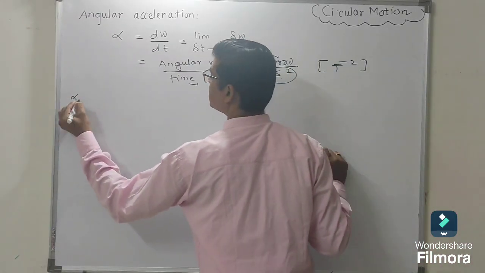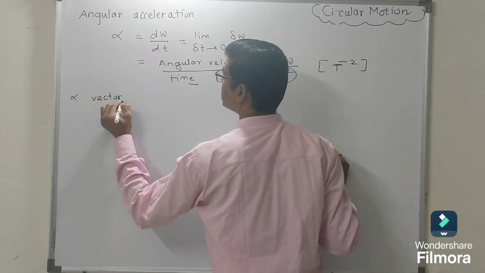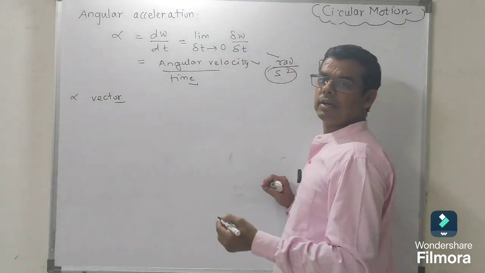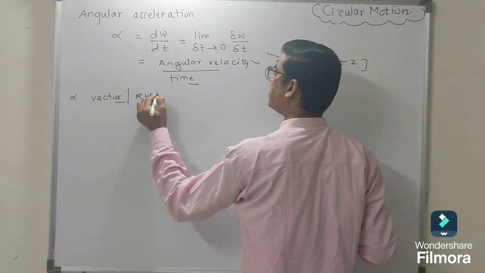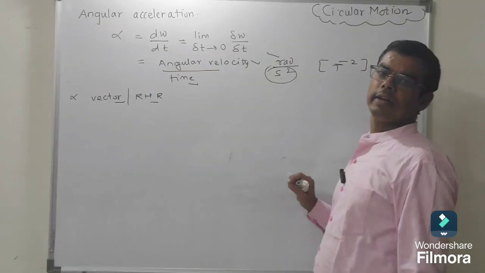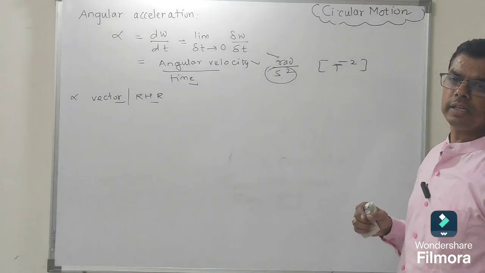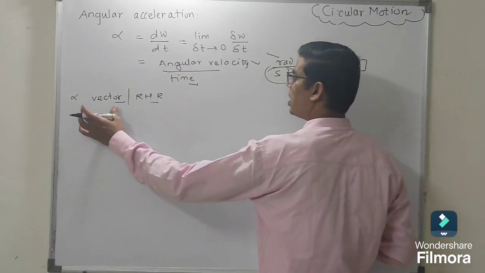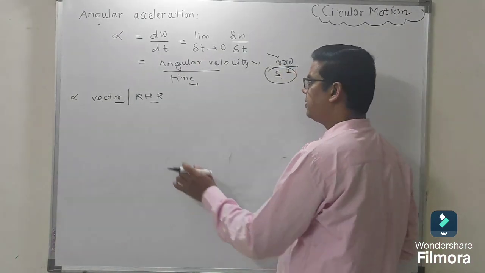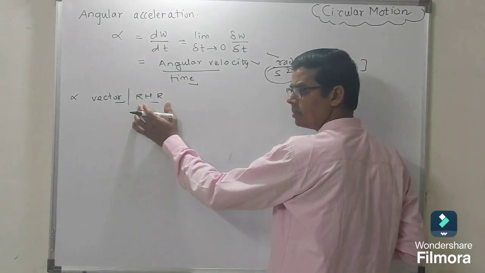Now angular acceleration is a vector quantity. Then how can we represent its direction? We can represent direction again by the right hand thumb rule, as we have seen previously in our first lecture of circular motion. So angular acceleration is a vector quantity, and we can represent its direction by the right hand rule.